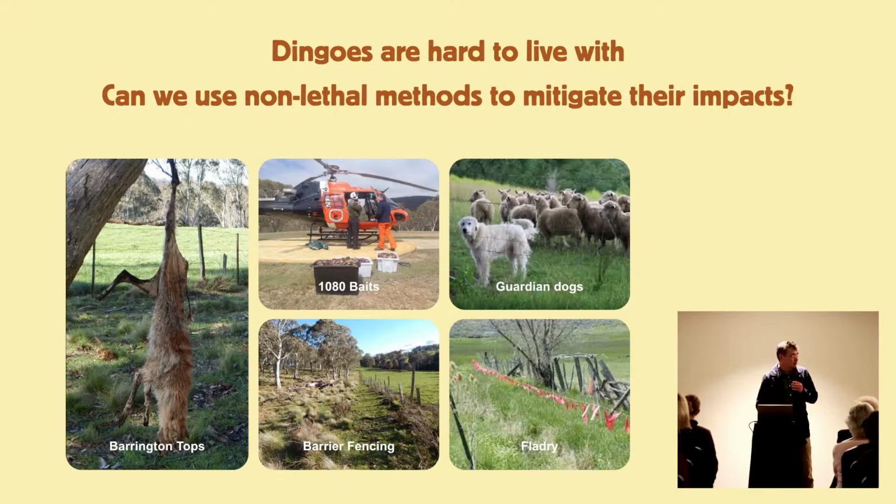We can use fencing, but it's very expensive. It's very difficult. But there are these non-lethal techniques that are emerging, and guardian dogs are a useful method. We can have big dogs to protect herds of sheep.